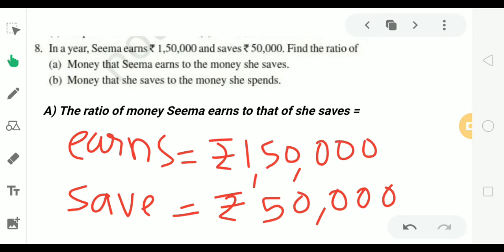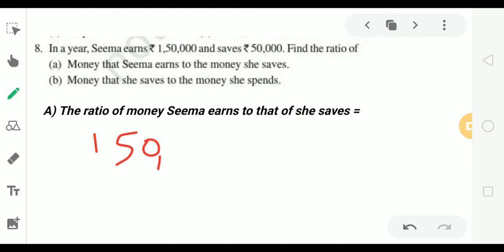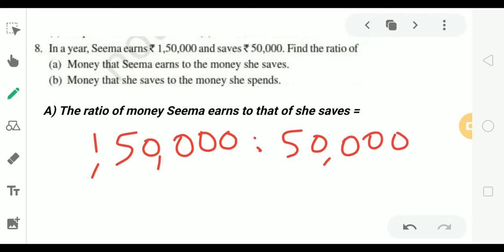So let us write that as ratios. First we have to write the order: earns to the saves. Earning amount is to the saving amount. 1,50,000 is to 50,000. And here common number of zeros can be cancelled. 4 zeros we can cut. Then it becomes 15 is to 5.